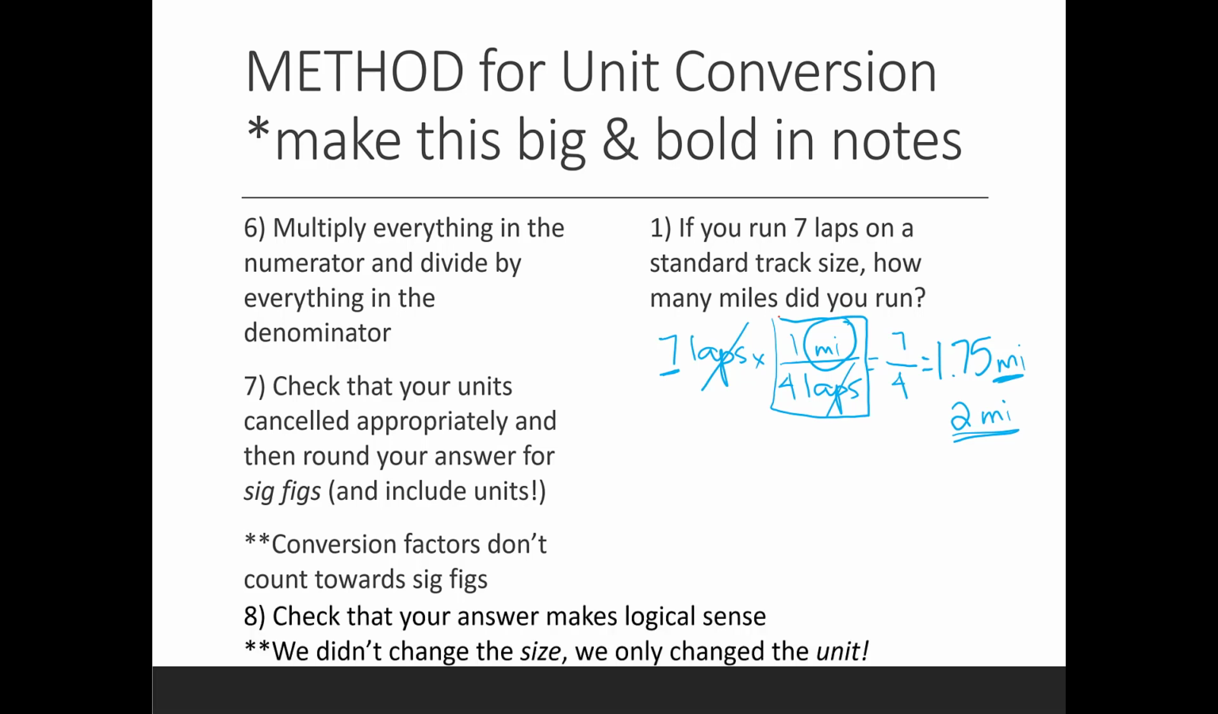Last, check that our answer makes logical sense. It does. 1.75 is the number of miles in 7 laps. We already know that because we've ran a mile before for PE. We didn't change the size of the number. All we did was change the unit. That's pretty much the method for unit conversion.